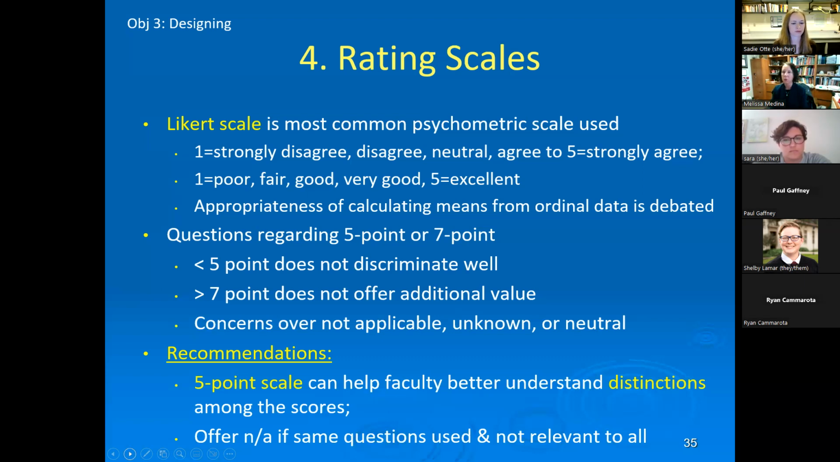What do you currently use at your own institution? Do you use a 5-point Likert scale? You can put it in the chat, 5 points. As one option, one person with 7 points. Yeah, so 5 to 7, the most common. Like I said, 5 points may be most understandable by the faculty reviewing the results and the students completing the evaluation.